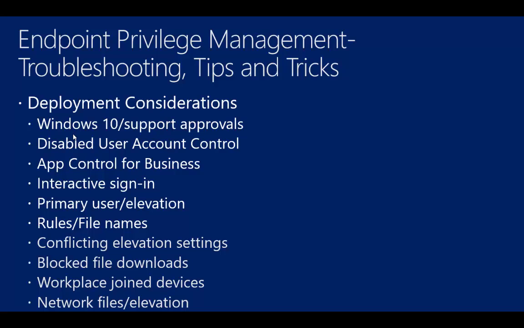And so be aware of that and make any kind of needed changes in App Control for Business to make sure that you don't have any disruption. So, interactive sign-in. Endpoint Privilege Management, if you've disabled the ability to do an interactive sign-in in your environment, that very likely will impact Endpoint Privilege Management. We do an interactive sign-in on the back end, substituting for the current user to do what Endpoint Privilege Management does. And so if that's blocked, then Endpoint Privilege Management is going to have challenges.